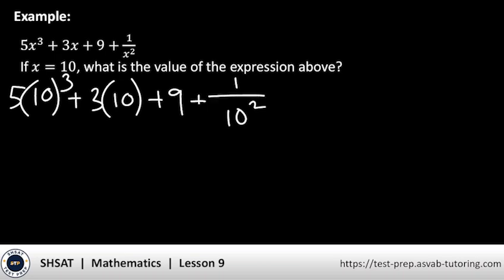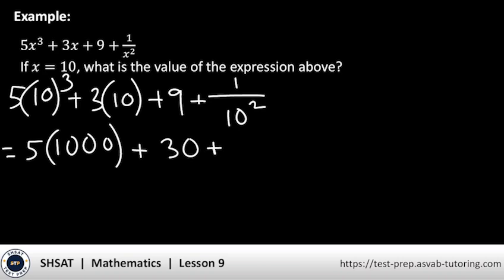Then what? What's 10 cubed? 10 cubed is 10 times 10 times 10. 10 times 10 is 100. 100 times 10 is 1,000. So that's just 5 times 1,000. Plus 3 times 10 is 30. Plus 9 plus 1 over 10 squared. 10 squared is 10 times 10, and that's 100.